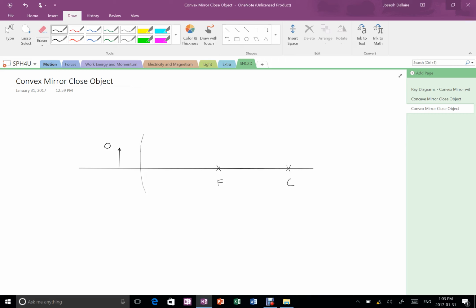In this video, I'm going to show how to make a ray diagram with a convex mirror and an object that's very close to that convex mirror. Convex, remember, means that the mirror is bowing out. It's the opposite of concave.